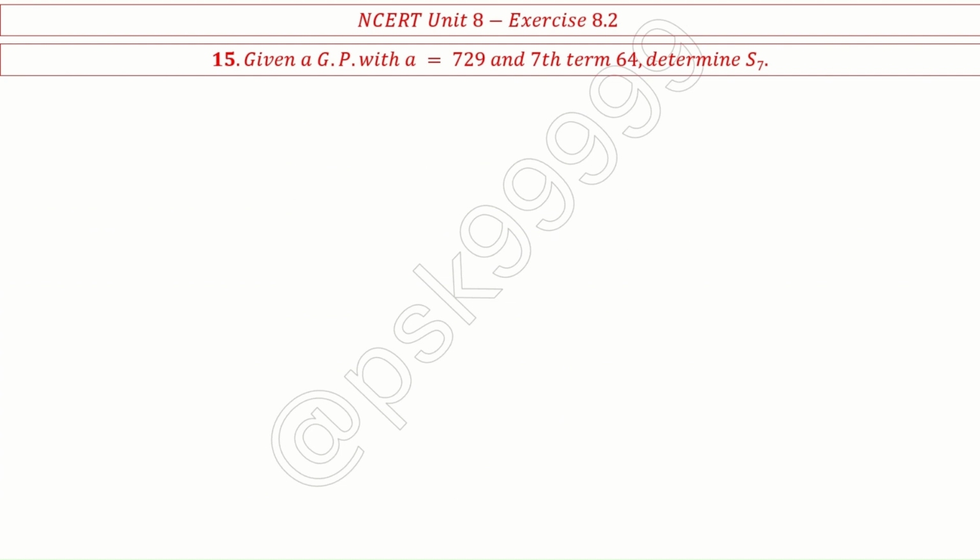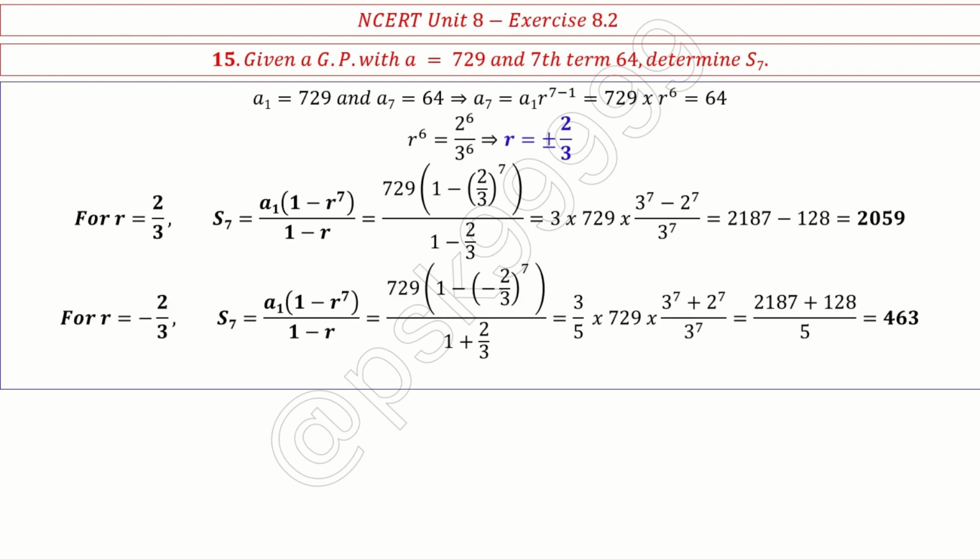Given a GP with A, that is initial term, equal to 729 and seventh term is 64, determine S7. Sum up to seventh term you need to find out. So this is simple. You have A1 which is 729, A7 is 64. A7 is nothing but A1 r to the power of 7 minus 1, which is 729 into r to the power of 6, correct? Which is 64.